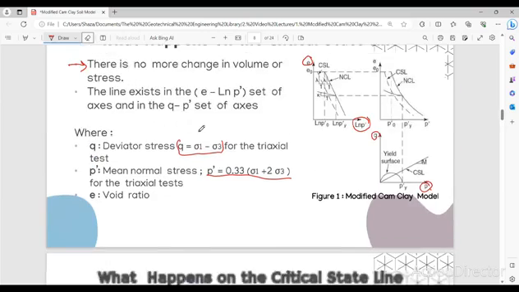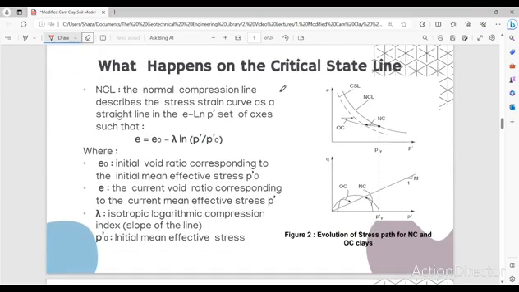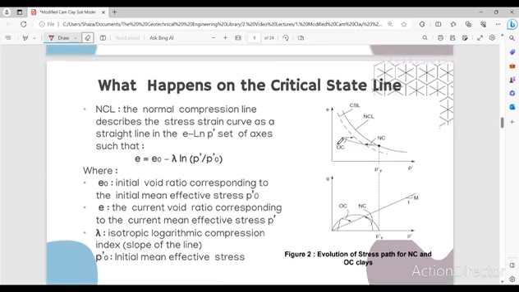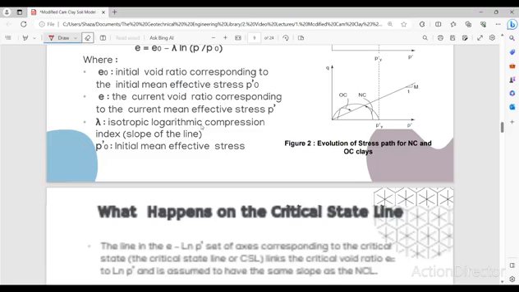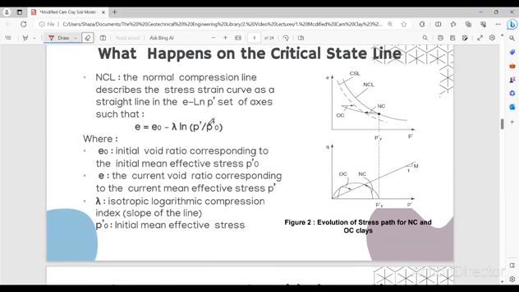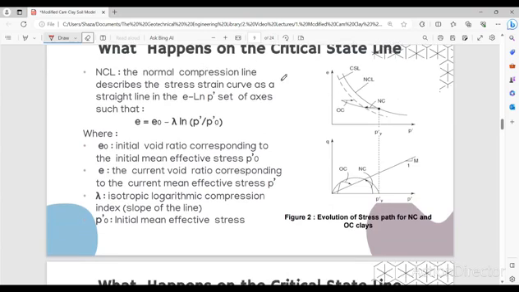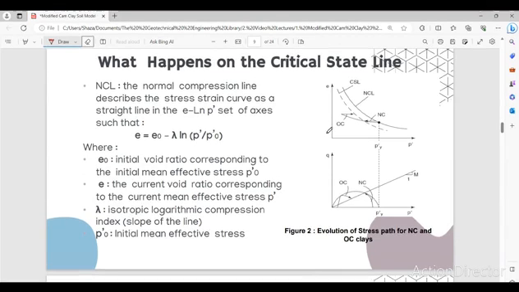What are those lines here? Let us discuss what those lines are. In this graph, we have the void ratio as a function of p prime, which is, as I said before, the mean normal stress. This line, NCL, stands for the normal compression line, which describes the stress strain curve as a straight line in the e ln p prime set of axes. And this line is constructed using this formula.